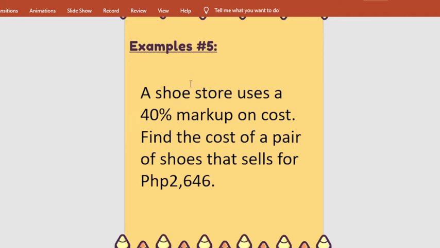So, example number 5. A shoe store uses a 40% markup on cost. Find the cost of a pair of shoes that sells for 2,646. So there is a markup on cost of 40%. Find the cost. Again, the word cost. When we say the word cost, what does it mean? Another term is the original price or the wholesale price. So, let's compute.